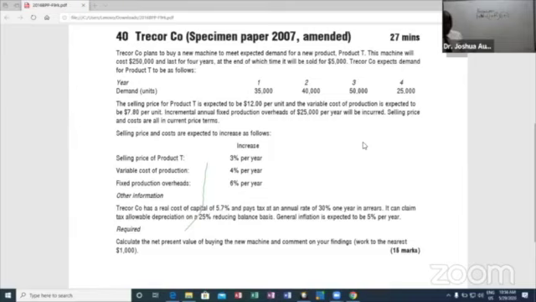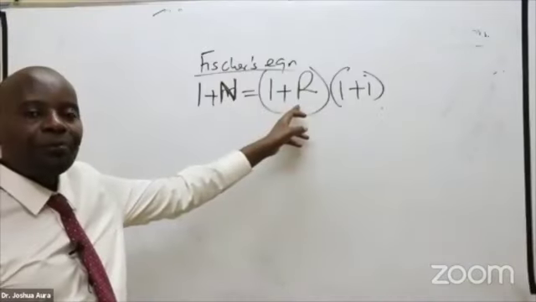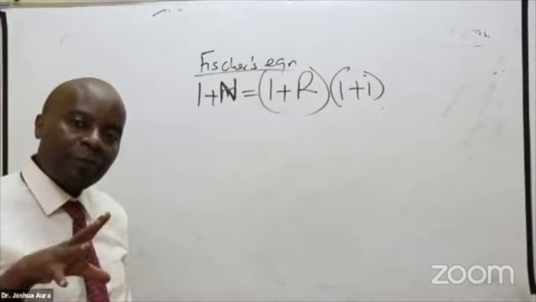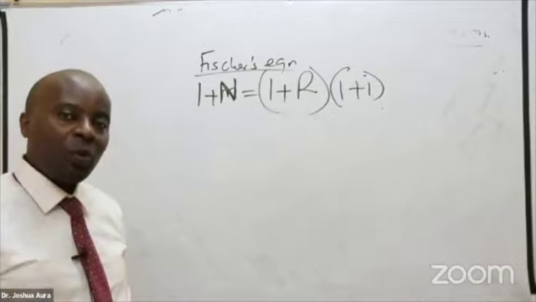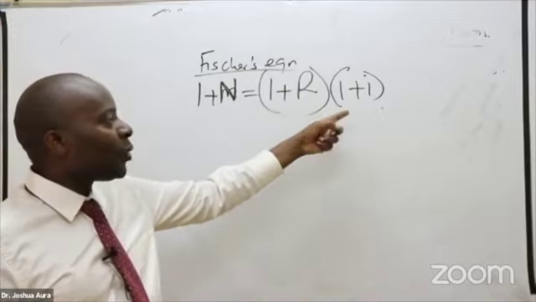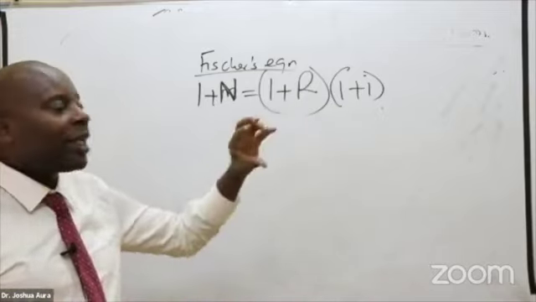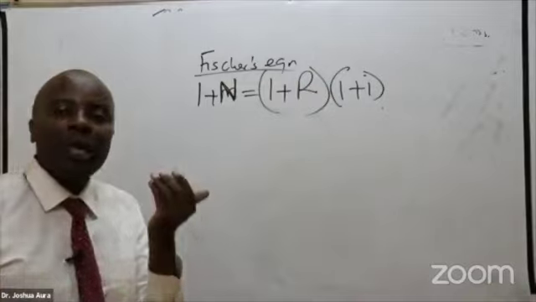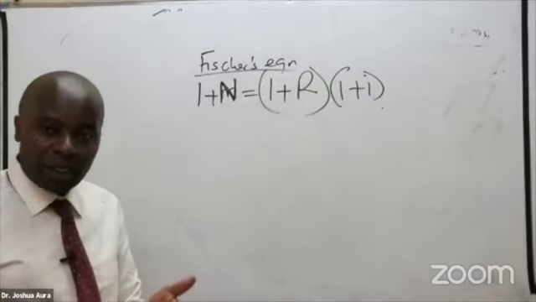Other information: Tracker company has a real cost of capital of 5.7%. Whenever you're given real cost of capital, ladies and gentlemen, we don't work with real cost of capital to discount our cash flows. Our examiner will have to give us the inflation rate so that I can convert the real cost of capital to what we call the nominal cost of capital, which is normally used for purposes of discounting.